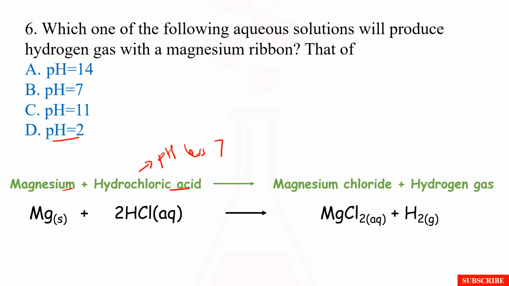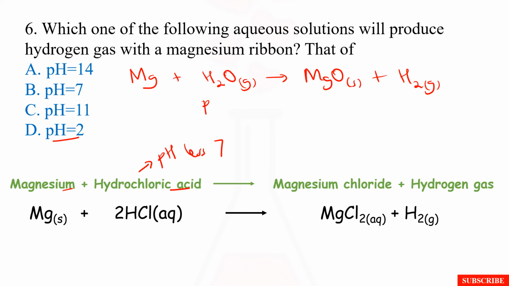However, someone may be able to tell us that magnesium can slowly react with water, or heated magnesium can react with steam. So you can have our magnesium reacting with steam, heated magnesium with steam, to form our magnesium oxide, which is a white solid, plus hydrogen gas. Someone else can come up with this theory, which is right, and will say our water has a pH value of 7, causing contradictions between B and D.